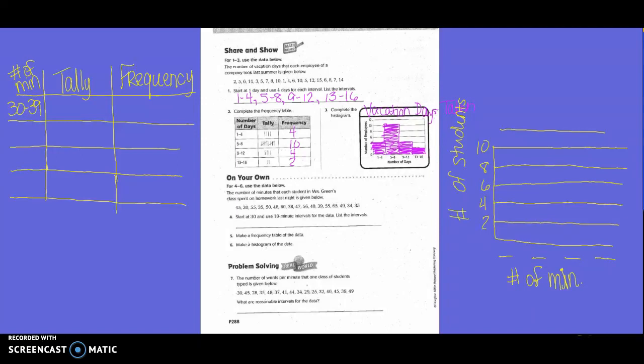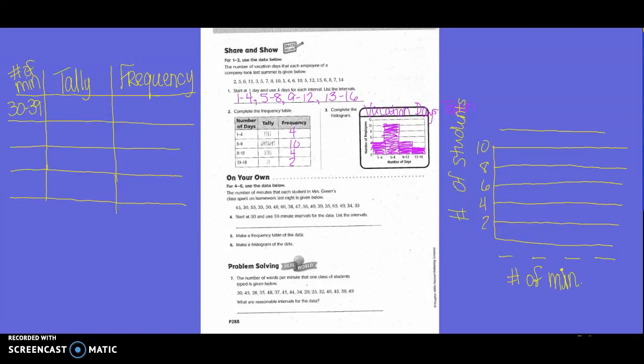Number 7, the number of words per minute that one class of students typed is given below. What are reasonable intervals for the data? So basically, we don't have to do the frequency table, and we don't have to do the histogram chart. They just want to know what kind of intervals would be good. So what is our lowest amount of time? 30, right? Is that right?